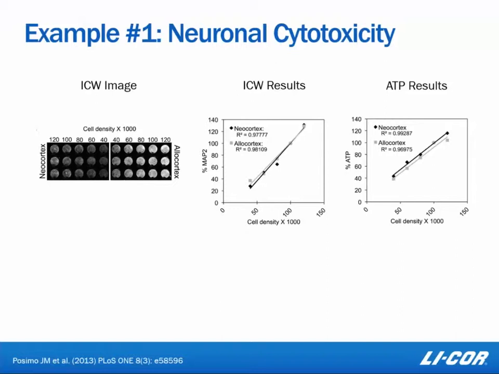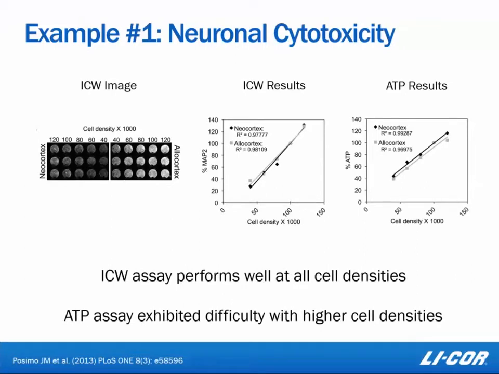Then they performed either the MAP2 In-Cell Western assay, which is shown on the left-hand side, or the ATP assay shown on the right. What they found is that the In-Cell Western assay provided accurate readings regardless of the cell density used. In contrast to this, the ATP assay only worked well at lower cell densities and struggled as you got to higher cell densities.